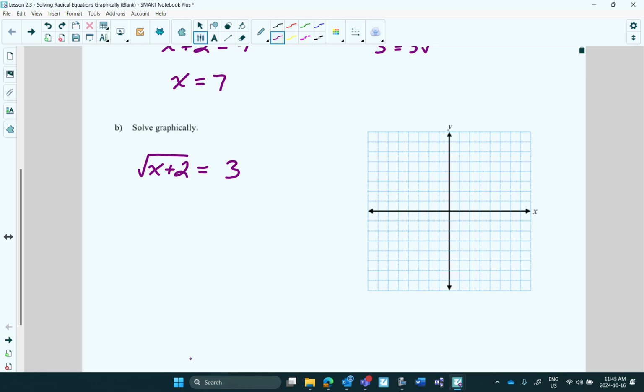How we solve by graphing is we graph each side of the equation. So what we're going to do is put a y equals in front of each side of the equation, and we're going to graph each of these. Well, let's graph y equals 3 first. What does the graph of y equals 3 look like? Go up 3. And then it's 1 on 1 up.